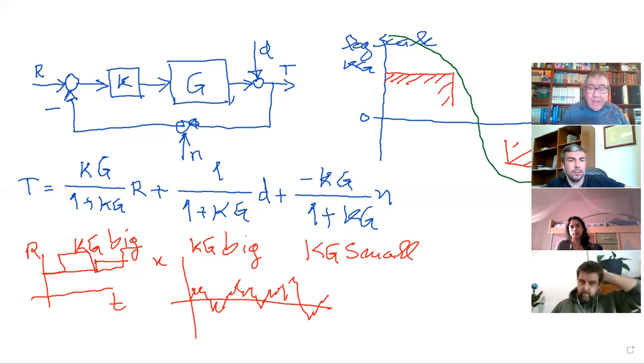Now, in control, we also explore this difference. We don't have modulators or demodulators, but we have things. Let me now give you an example of how we can have a controller, which is not just a gain K that equally amplifies all the frequencies, but amplifies different frequencies in a different way.